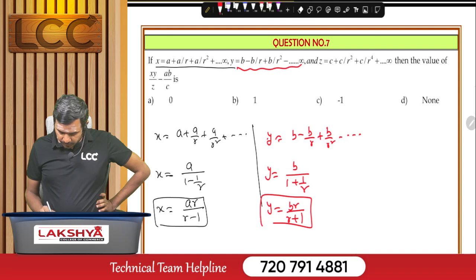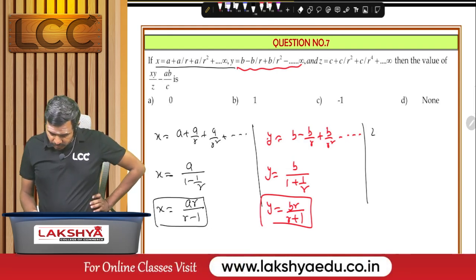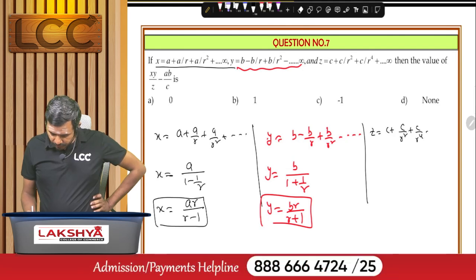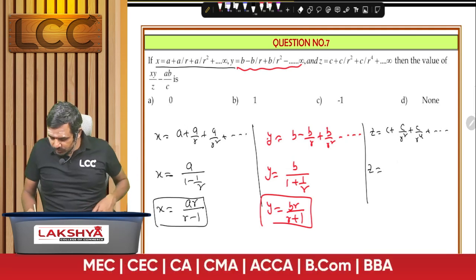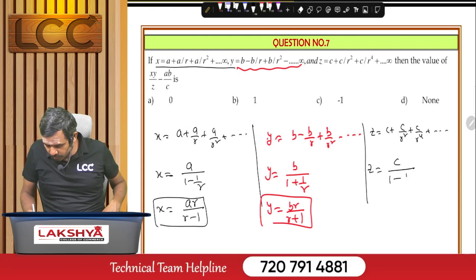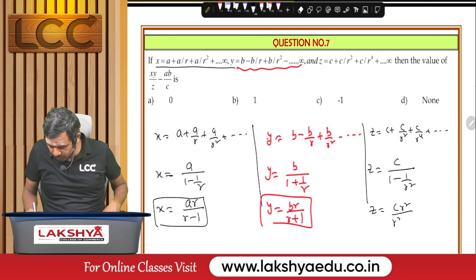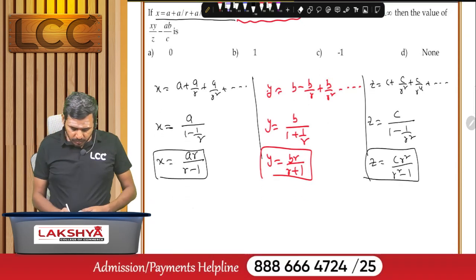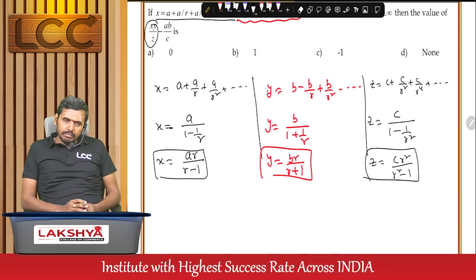Keep in mind. Now coming to the third one, z. z is equal to c plus c by r square plus c by r power 4 and so on. Here the first term is c, the common ratio is 1 by r square, so the sum is c by 1 minus 1 by r square. Therefore z is equal to cr square by r square minus 1. Keep in mind. Now we want to find the value of xy by z minus ab by c.